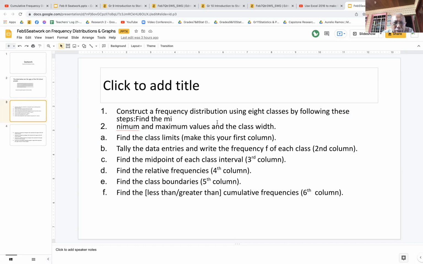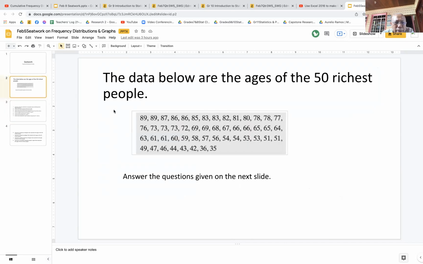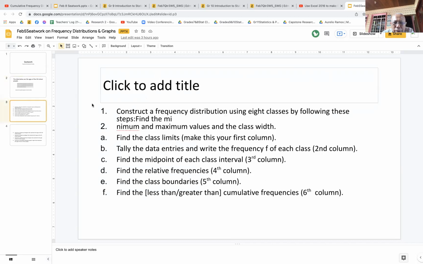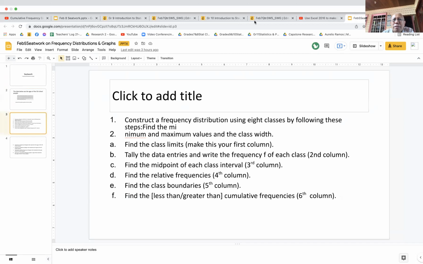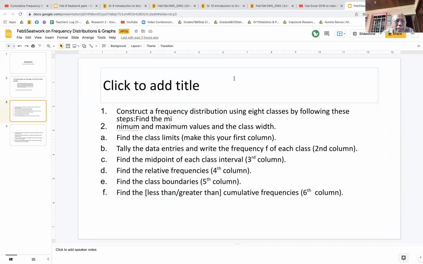Okay? The first thing you will do is you will get the range. You subtract maximum minus the minimum. That will be 89 minus 35. That will be 54. And if you divide that by the number of classes, 8, you will get the class size.